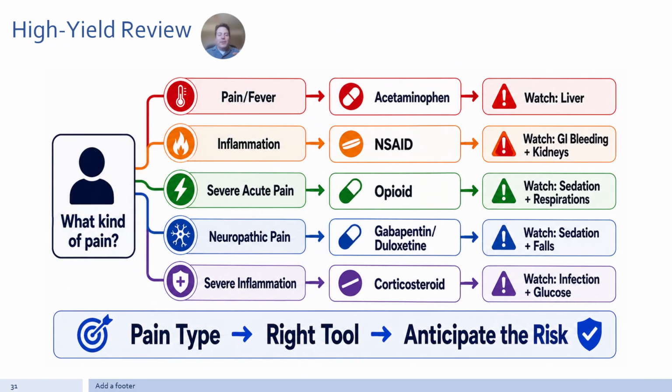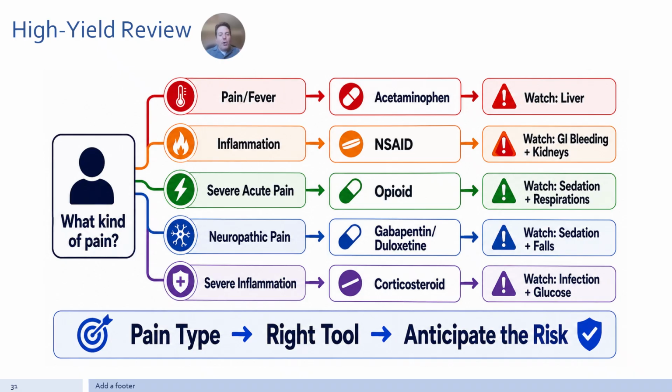I created this slide so that you would have a single-slide, high-yield overview. So you think of symptoms, you think of medication, you can think of something to watch out for. If they have pain or fever, probably first line would be acetaminophen, and you want to watch the liver. If they're having inflammation, first line is probably going to be an NSAID, and you really want to watch GI bleeding and kidney function. If they're having severe acute pain, you're probably going to be reaching for an opioid, and you want to watch sedation and respiration.